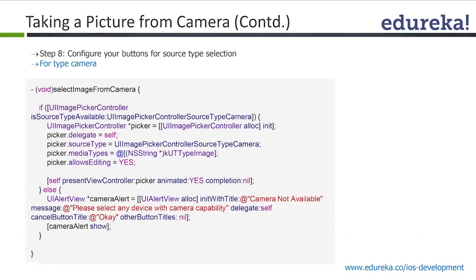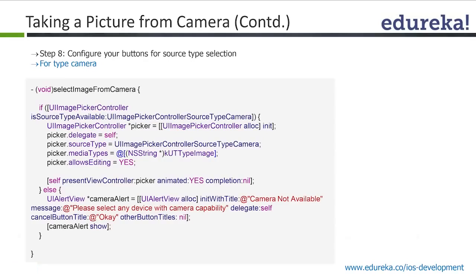We are taking it from the camera, so the picker source type should be source type camera. These are all variables that are inside the UIKit framework. And media types: whenever you talk about the camera, you can take videos or you can take images.